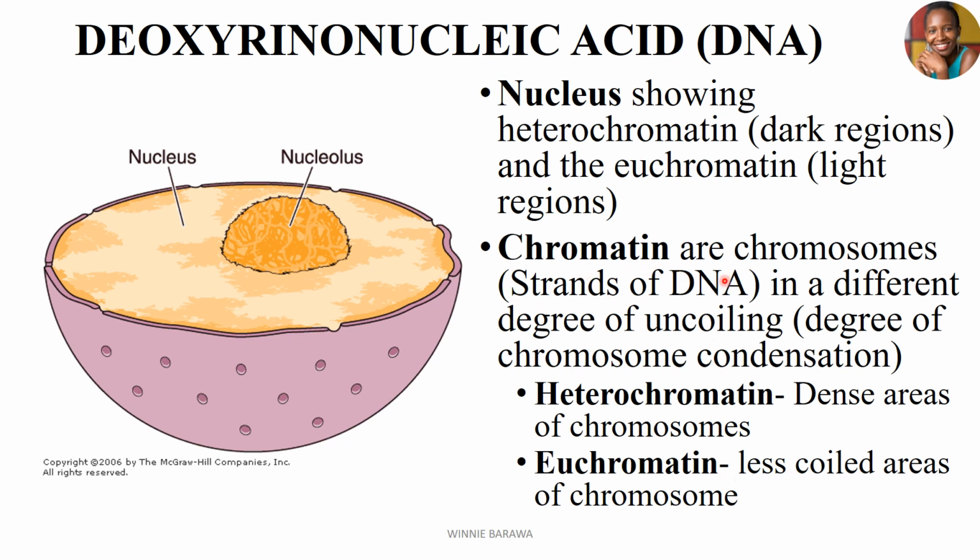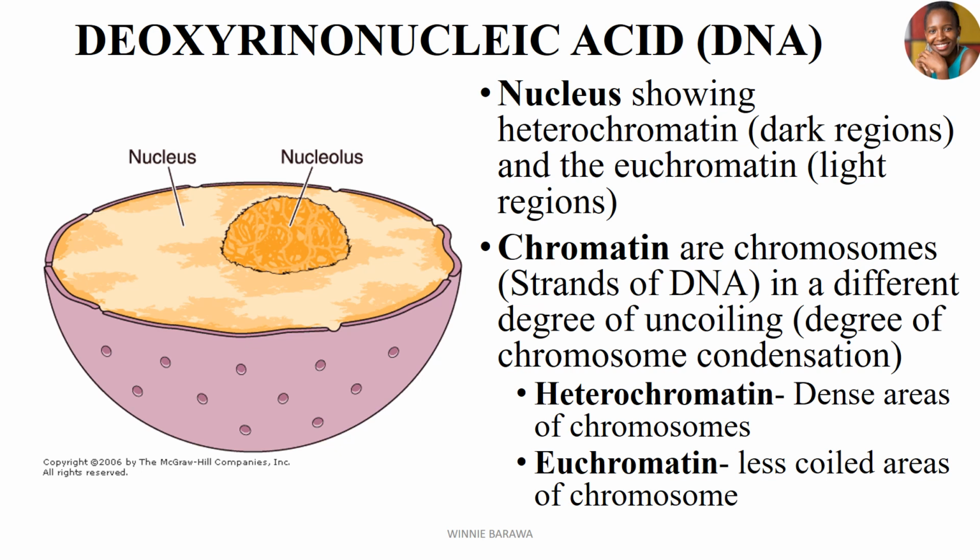So chromatin, these are chromosomes, strands of DNA that are at different levels of coiling or uncoiling, or degree of condensation. It depends on how you want to describe it. So areas which are highly condensed, that is, they are not opened up, we are calling them heterochromatins. But areas that are less coiled, they are not condensed, they have opened up, or the chromosomes are rather opening up and exposing the DNA, we call them the chromatin or euchromatin. So that's how you can describe these two.